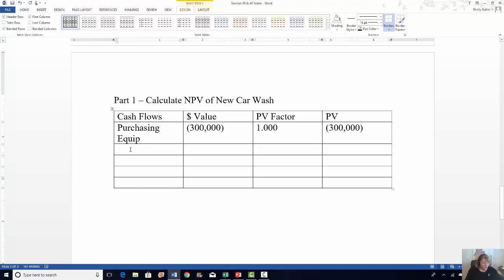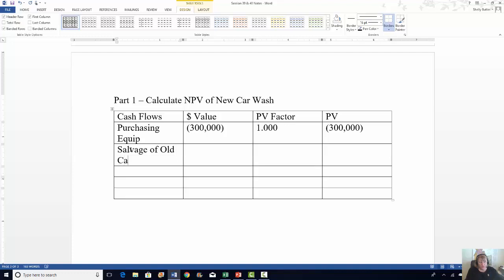And then we have the salvage of the old car wash. And that is $20,000. And the factor there is 1, because we'll get that right away. So the present value of that is 1.